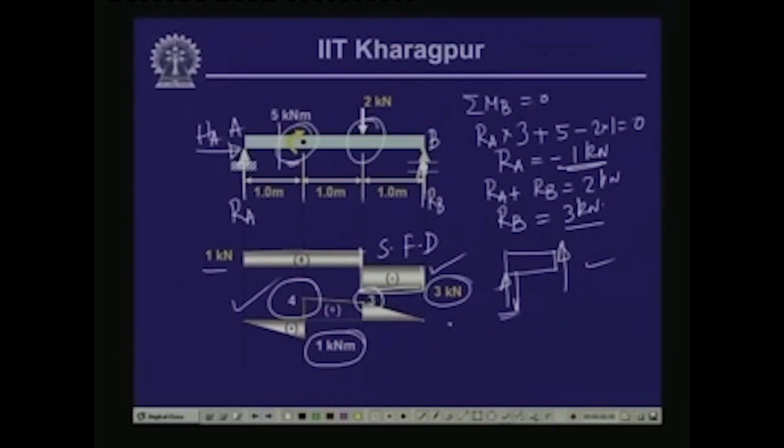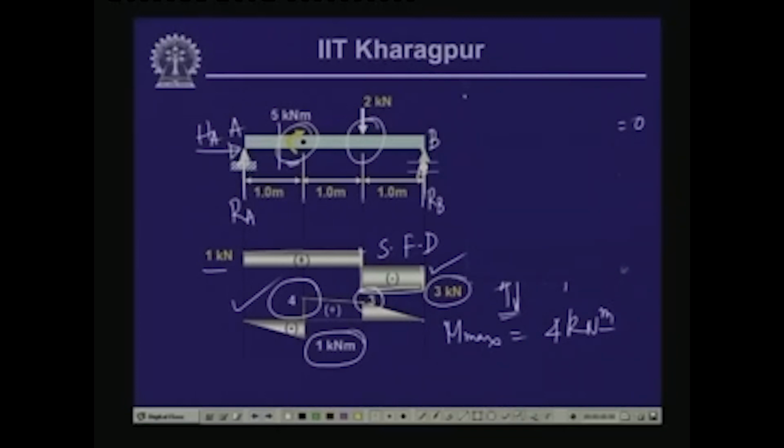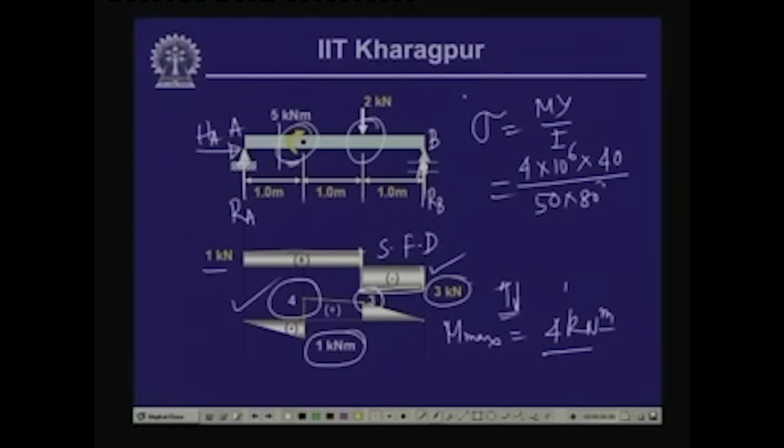Now, as we can see, the value of the maximum bending moment is equal to 4 kilonewton meter, and as we know, if we compute the bending stress, that stress sigma is equal to My by I. Now, here M is equal to 4 kilonewton meter, which is 4 into 10 to the power 6, y is 50 by 80, y is 40, and I is 50 into 80 cube by 12. So, if you compute, the stress comes as 75 megapascal, and this bending stress here is a positive value.